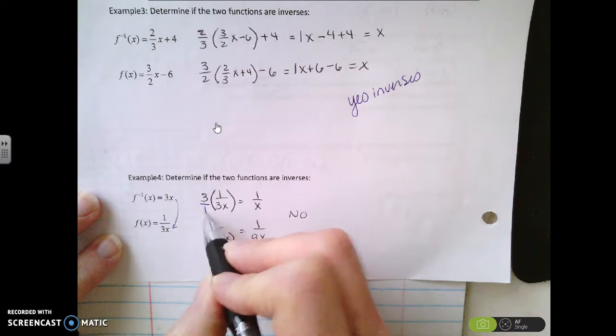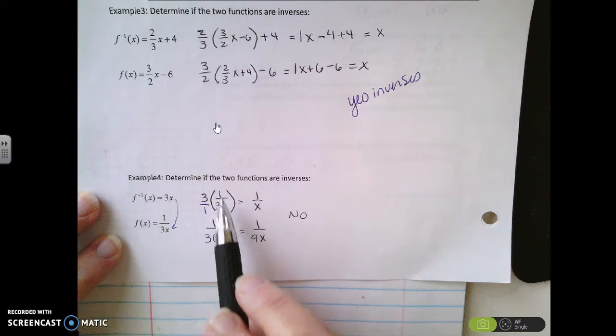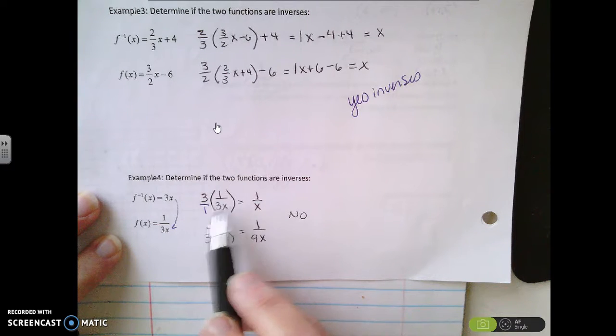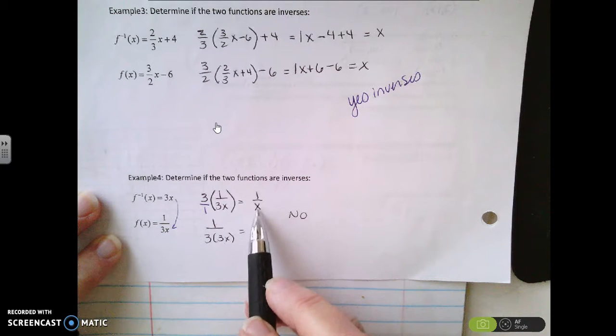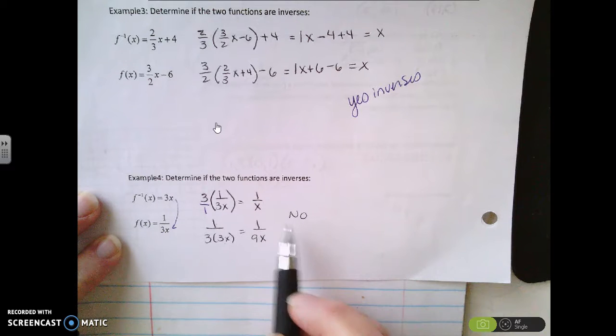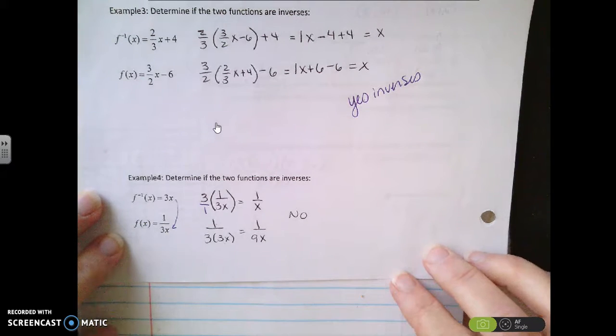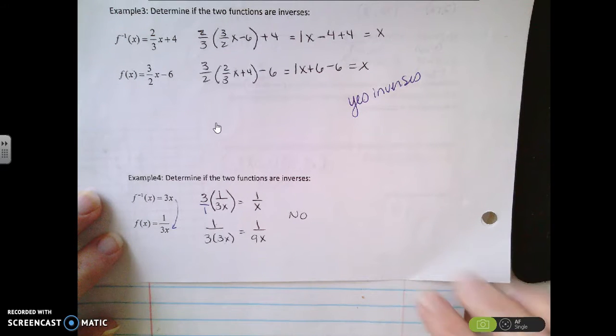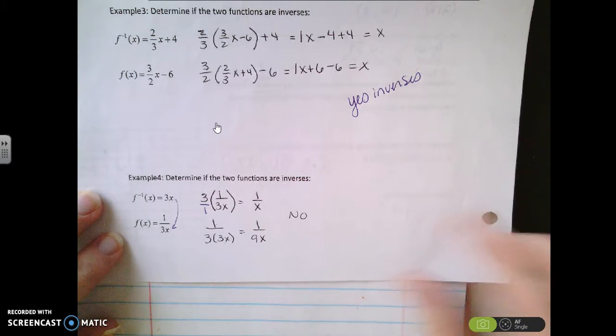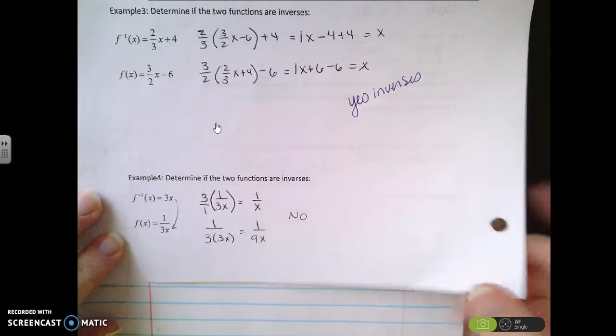So when you look at it this way, you have to say 3 times 1/3 x. The 3 and the 1/3 cancel out, but you're left with 1 over x, not just x. So no, those are not inverses of each other. So again, for all of these, we could substitute it into the calculator and see if that line y equals x is that line of symmetry, and we would usually not see that line of symmetry in there.